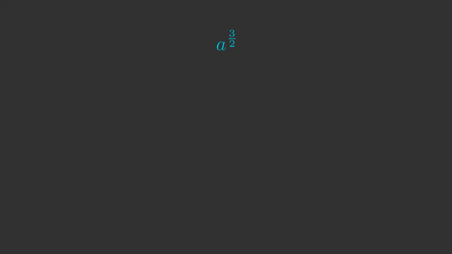What about an exponent that is a general rational number, such as 3 over 2? We can use the power to a power rule, which tells us that a to the power 3 over 2 is equal to a to the power 3, all raised to the power 1/2, or the square root of a cubed. Any rational exponent p over q is equivalent to the q root of a to the p.